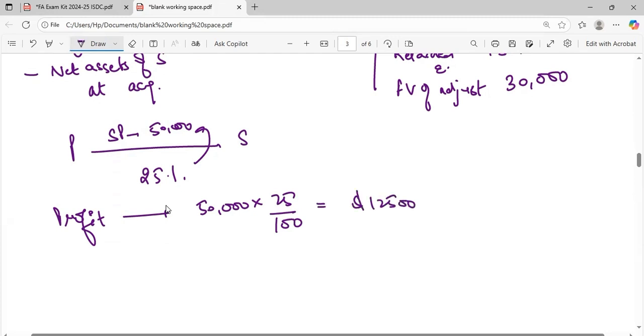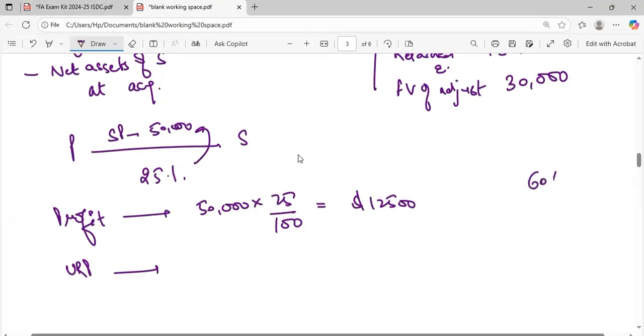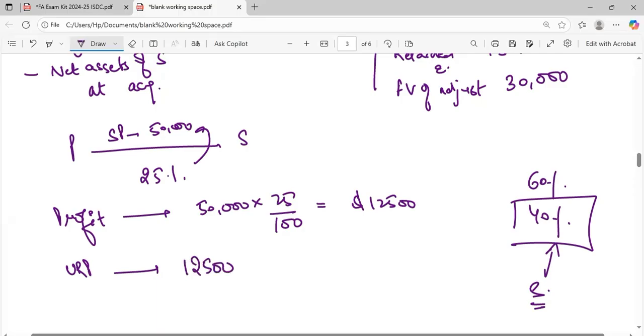Now, my unrealized profit would arise on those goods which are still held in inventory. 60% of the goods had been sold by Starboard. So if 60% are sold, how much are left? 40%. It means that S still holds 40% of the goods. So my unrealized profit would arise on these 40% goods which have not been sold. So calculate 40% of 12,500. Let me calculate it quickly. 12,500's 40% is 5,000. Okay, so this is my unrealized profit and I'm going to deduct it from my inventory.